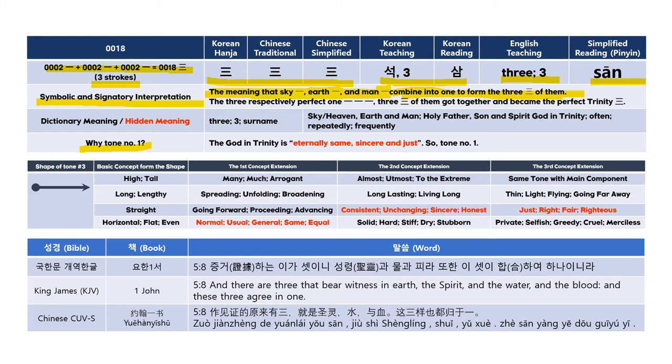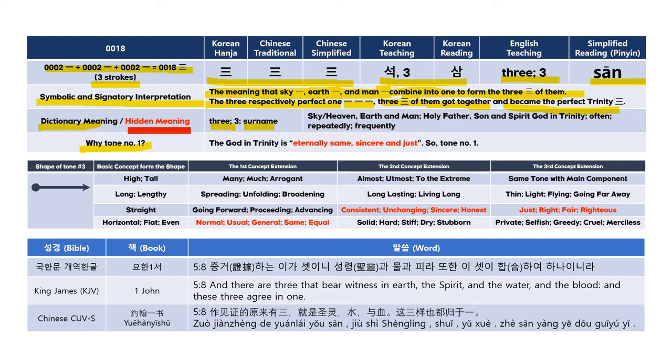In another interpretation, the three are respectively perfect one. Three respectively perfect one, three of them got together and became the perfect Trinity. Trinity, yeah. So dictionary meaning three. In China, surname as well. And the hidden meaning is important.